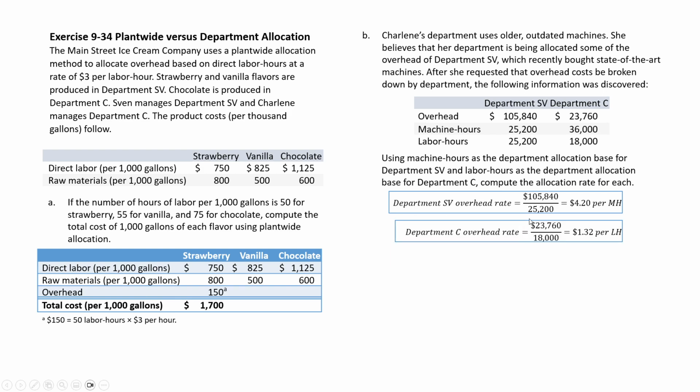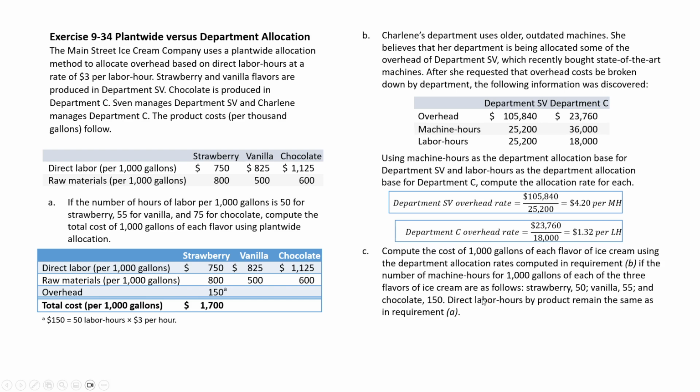We're going to look at Department C, which has overhead costs much lower. So we're beginning to feel like Charlene may have been onto this. And if it's much older equipment, that overhead cost overall is likely not going to be as great. 23,760. Again, we're going to keep with our labor hours. And for Department C, we have 18,000 of direct labor hours. 23,760 divided by 18,000 is $1.32 per labor hour. And Charlene might have been on the right track. So we'll skip to Part C where we're asked to recalculate the product cost based upon these different departmental rates.